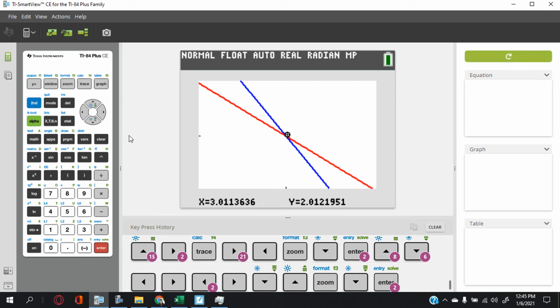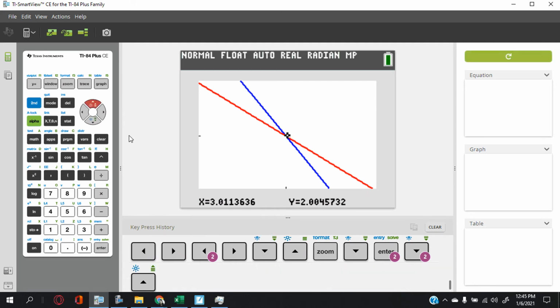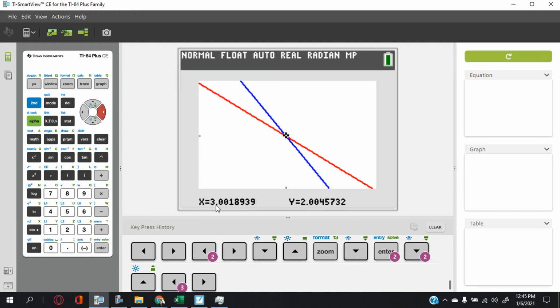Oh, look how close we are, right? So let me scroll down a little. Wow, look at this. You cannot get any closer than what we have here, right? 3.001, so that's 3. 2.004, so that's 2. 3, 2. There it is. There's our answer. And that's how you do that, okay?